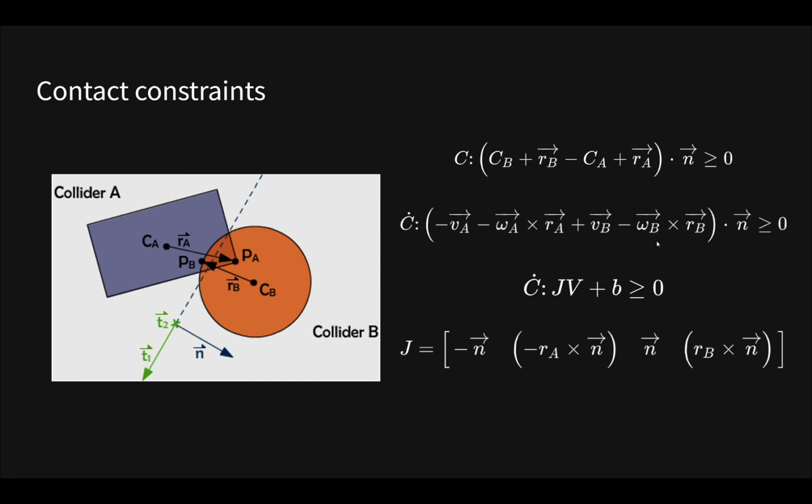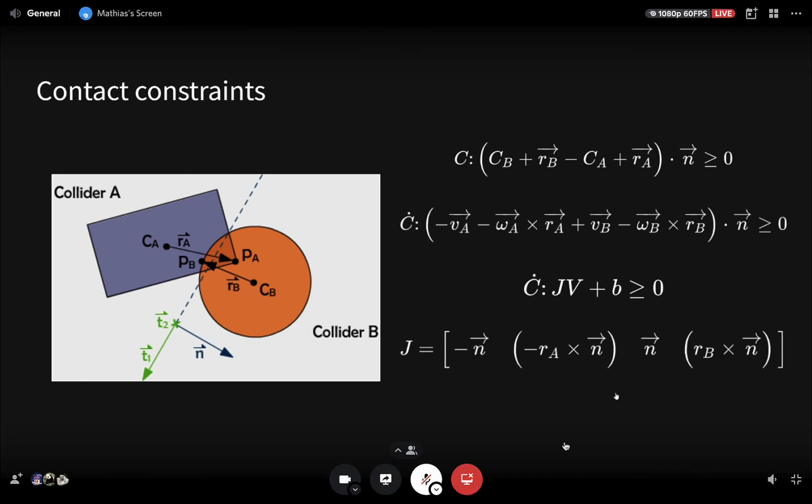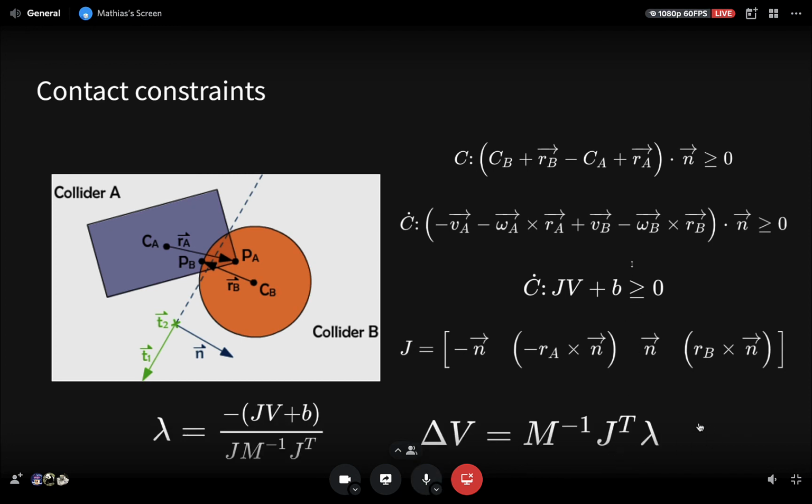And so where you get this, J becomes this Jacobian matrix with -n for the linear parts, and then for the angular parts we get RA cross n and RB cross n. This doesn't make any sense, does it? I don't know. Yeah.